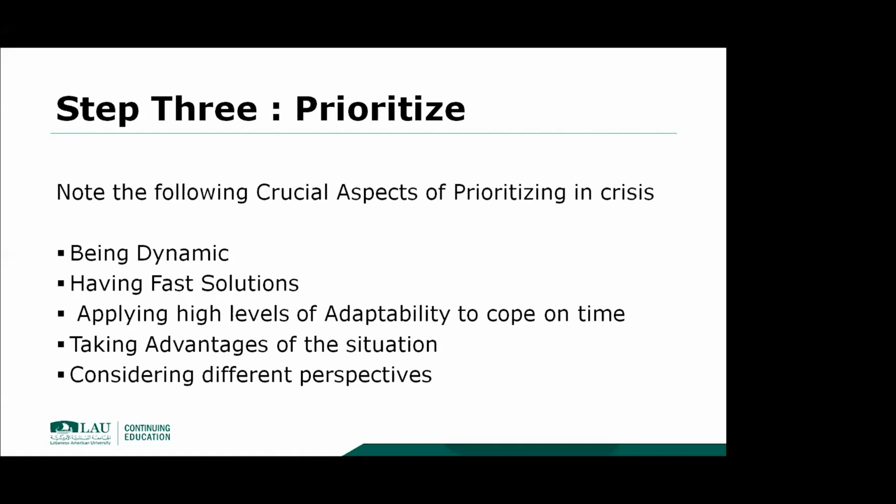Therefore, in prioritization, you have to know that. You have to be dynamic, really willing to change your status instantly whenever you're facing something new. You have to have fast solutions because you have no time. You need to apply high levels of adaptability to cope with the things needed on time. For example, if I gave okay for the medication 2 weeks later, this might not be efficient. I needed to give an approval instantly. I need to take advantage of the situation.